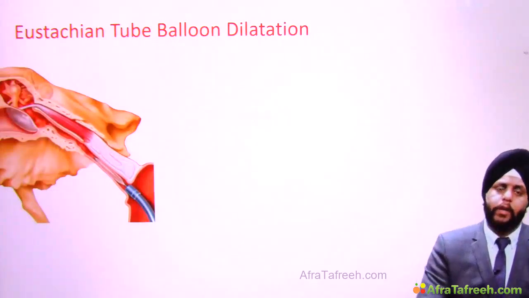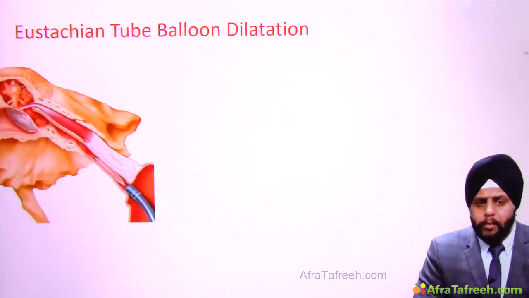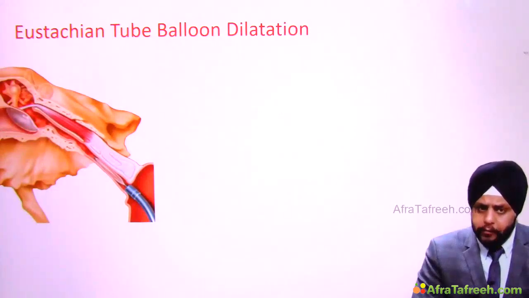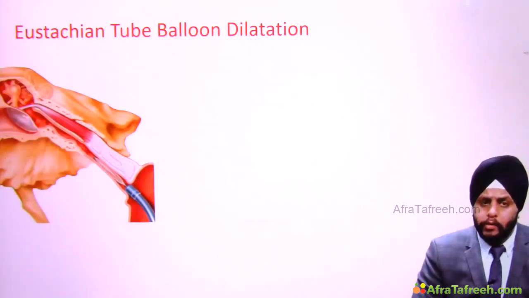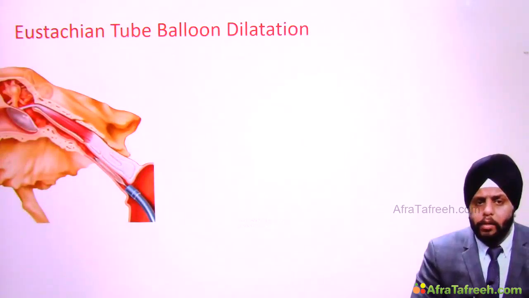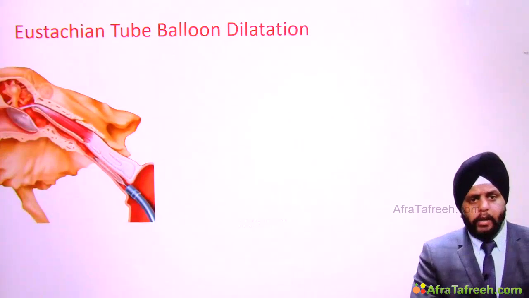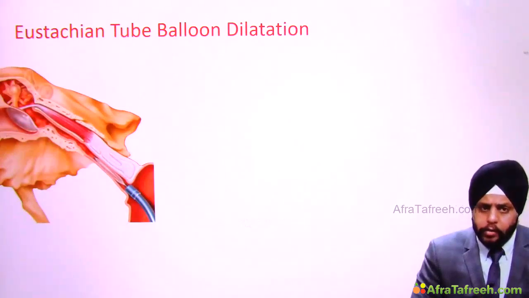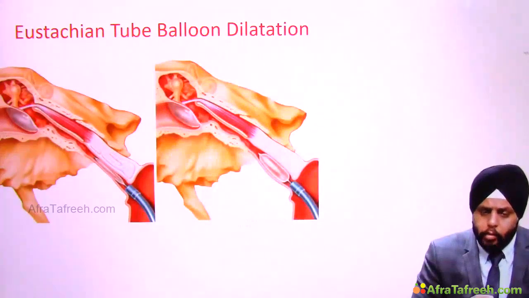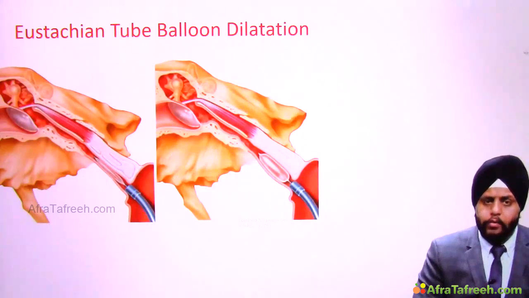Once you have identified that there is a problem in the eustachian tube itself, you can dilate the eustachian tube by putting in a small balloon. This balloon is placed inside the eustachian tube and then you inflate it, and with this you open up and dilate the eustachian tube. This is known as eustachian tube balloon dilatation.